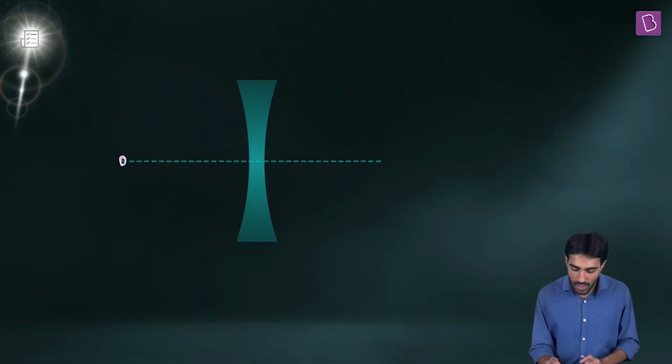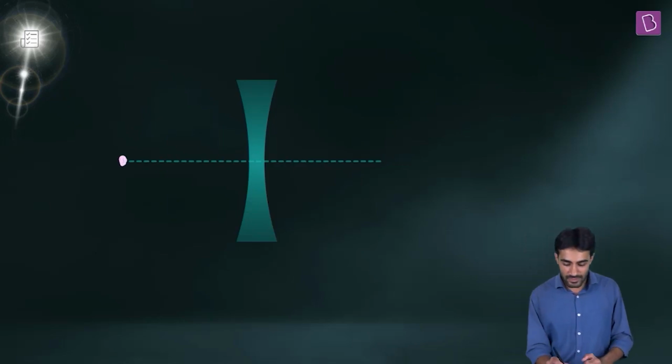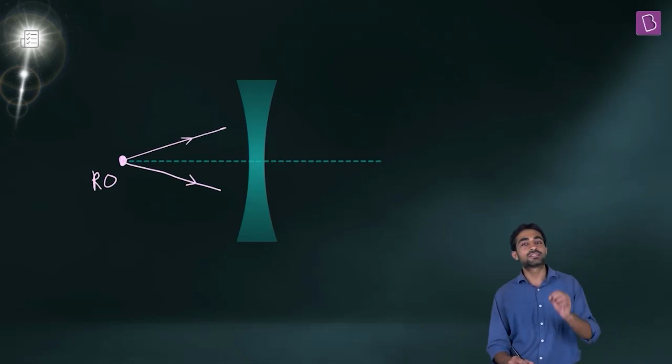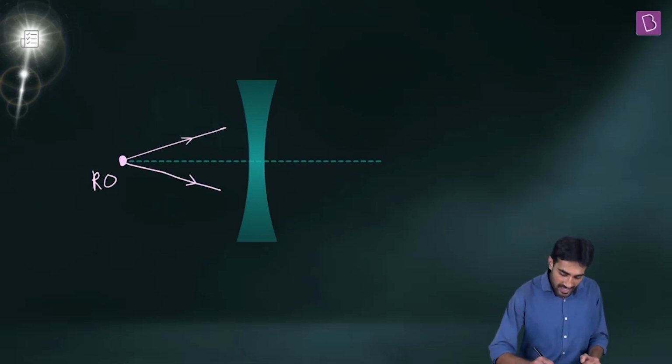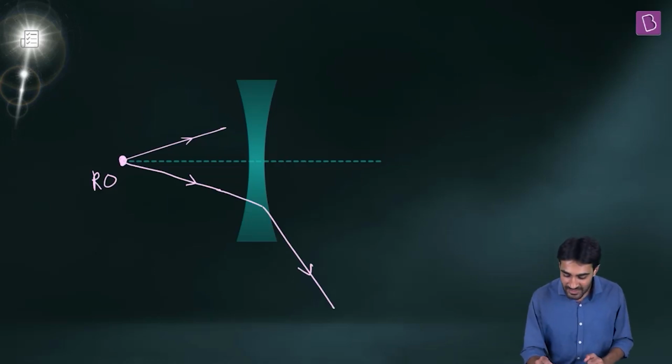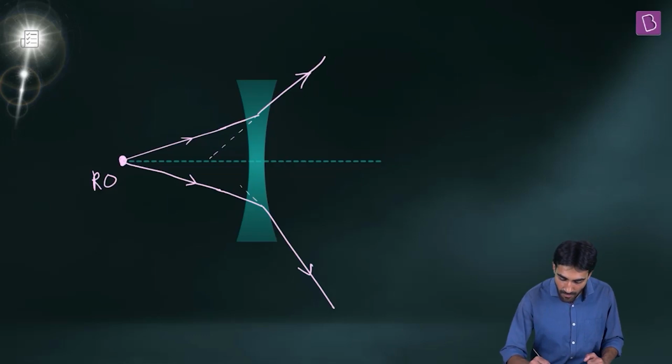Suppose we have the real object over here. So this is the real object. By real object we mean light rays, incident light rays, are diverging from this object. So these are the incident light rays. They were diverging, and after refraction we can see they are even more diverging. So this means these light rays after refraction will go like this. And if we extend them, they appear to meet at a particular point.